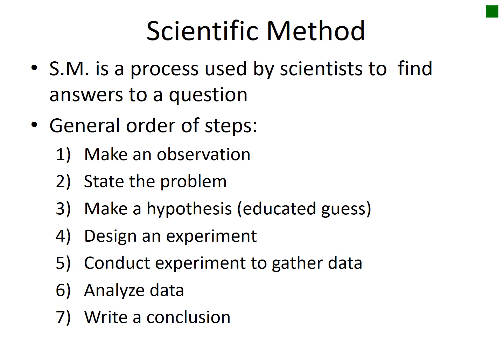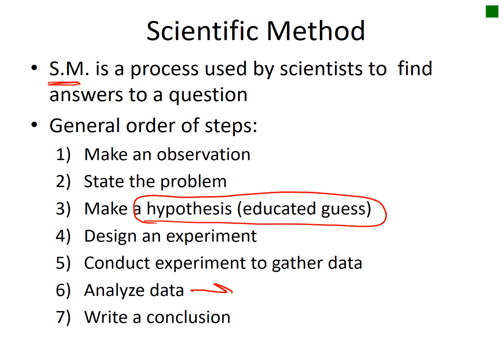This is the same thing you've been taught your whole time you've been in a science class. So scientific method, that's what the SM stands for, is a process used by scientists to find answers to a question. The general order of steps: make an observation, state the problem, make a hypothesis. Remember, a hypothesis is a fancy word for educated guess. Design an experiment, conduct the experiment to gather data, analyze the data. Usually that's going to be in the form of a graph, and then write a conclusion.